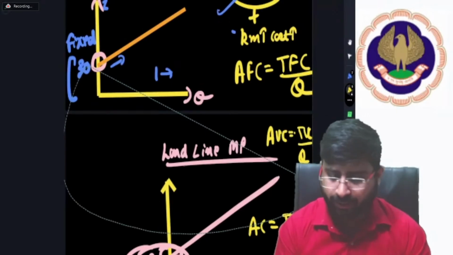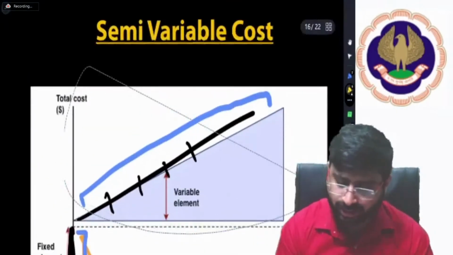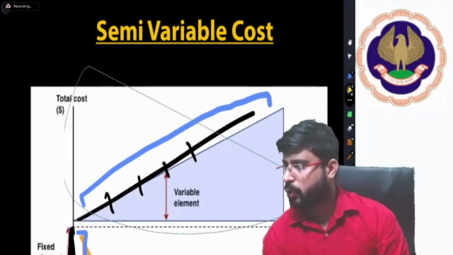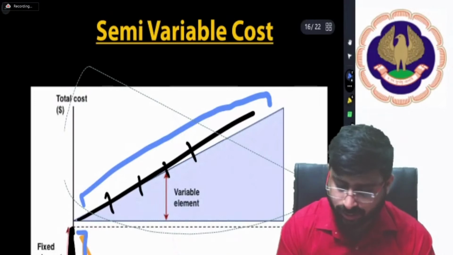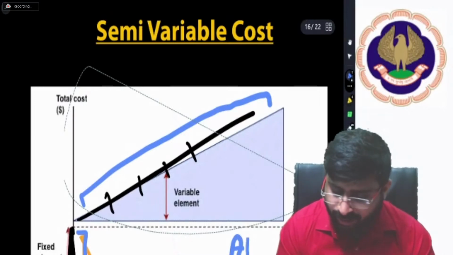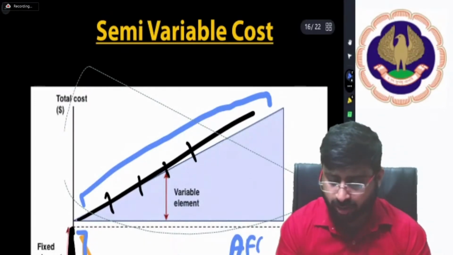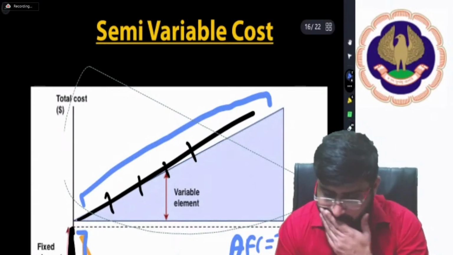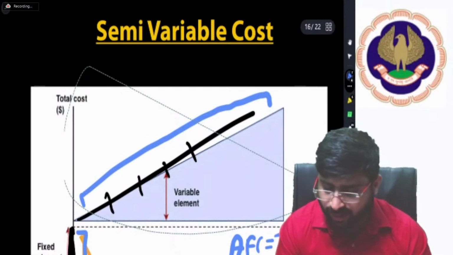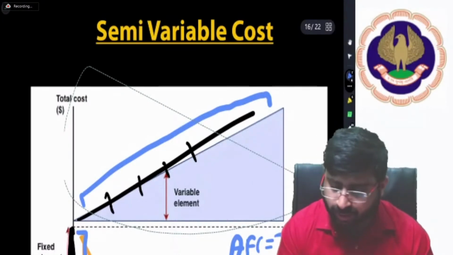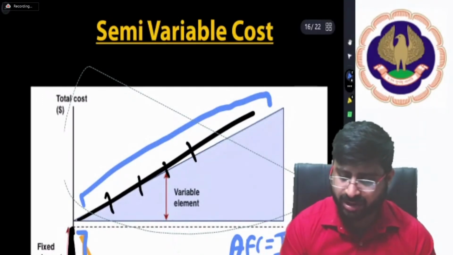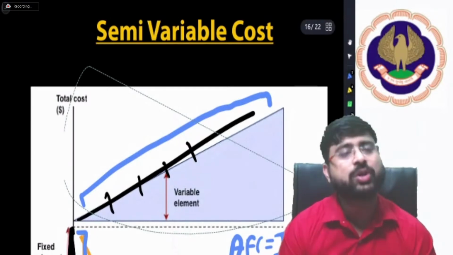So average is total divided by quantity. That is what average is all about. Suppose I have to write average fixed cost. What is average fixed cost going to be? It will be equal to total fixed cost divided by quantity. That is what basically average fixed cost is.